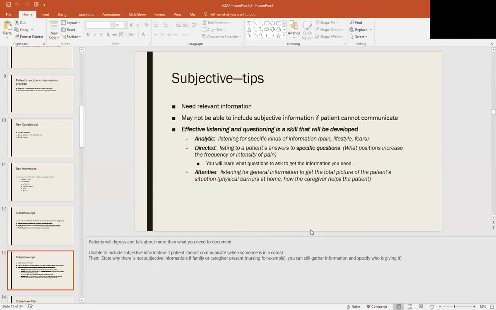More subjective tips, you want to include relevant information. You guys did a good job in the activity last Friday of weeding out what was relevant to include in the note and what wasn't.